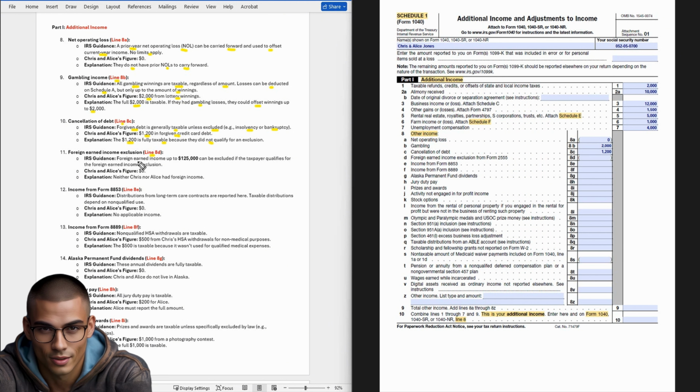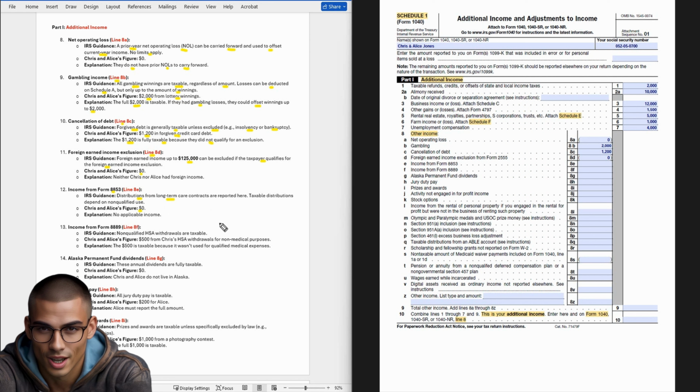Next, on line 8D, we have foreign earned income exclusion. So foreign earned income up to $125,000 can be excluded if the taxpayer qualifies for the foreign earned income exclusion. Chris and Alice lived in the US, so they had zero foreign income, so they would report zero foreign income on their Schedule 1. Next, we have income from Form 8853, which is distributions from long-term care contracts.